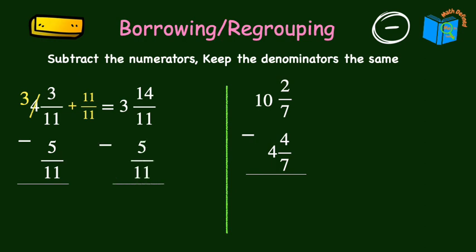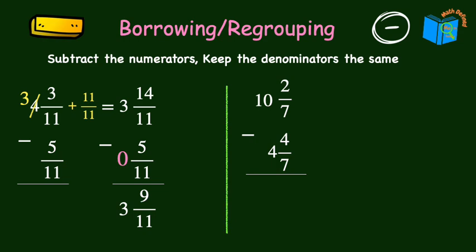Now I can subtract the numerators. 14 minus 5 is 9, and we'll keep the denominator of 11. Moving on to the whole numbers, we have 3 minus 0, which is 3. Now let me show you the shortcut.